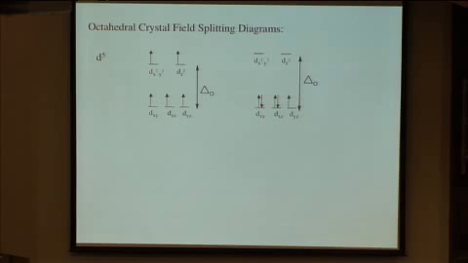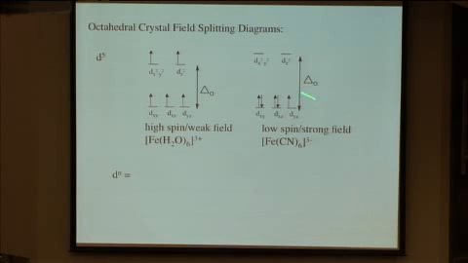And so then here is our system where we have a strong field. And so here's a weak field, and it's going to be high spin, maximum number of unpaired electrons. Here we have the strong field, and it'll be low spin, the minimum number of unpaired electrons. And we're doing this again because we know that cyanide is a strong field ligand, whereas water is an intermediate field ligand. It's a lot weaker than cyanide.